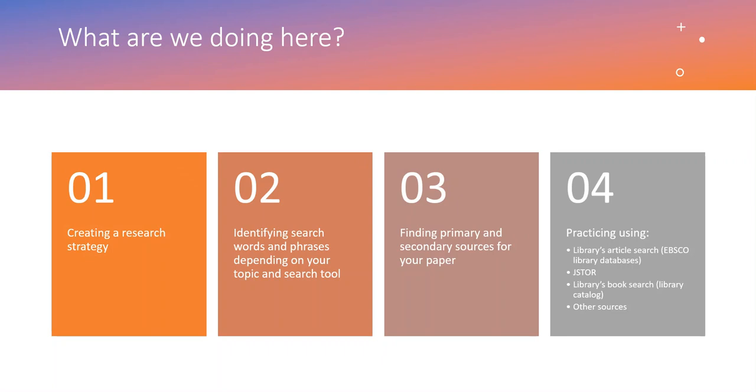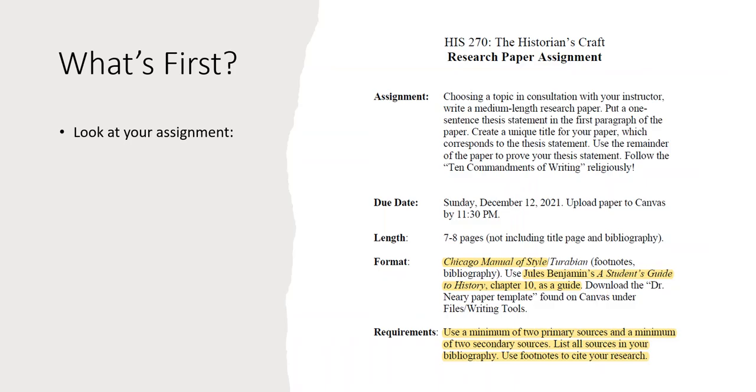So what are we doing here? First, we're going to create a research strategy to help you figure out how to find sources for your topic. And we're going to identify search words and phrases depending on your topic and the search tool you try to use. And then we're going to actually find some primary and secondary sources for your paper. And we're going to practice using the library's article search, JSTOR, the library's book search, and possibly other sources.